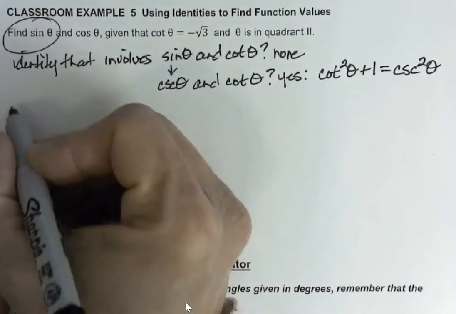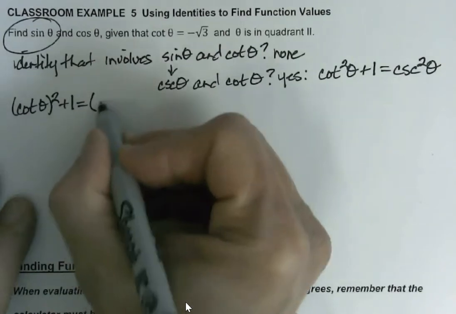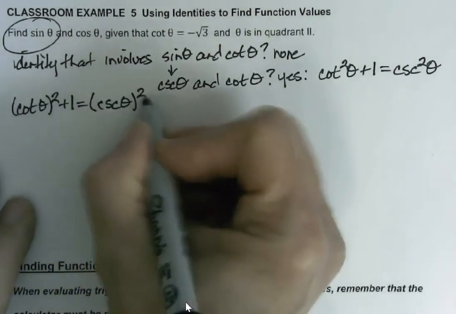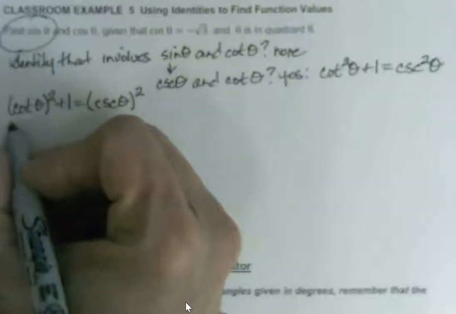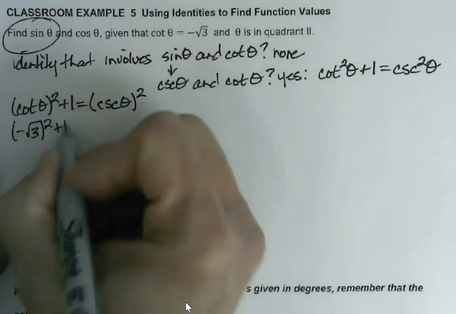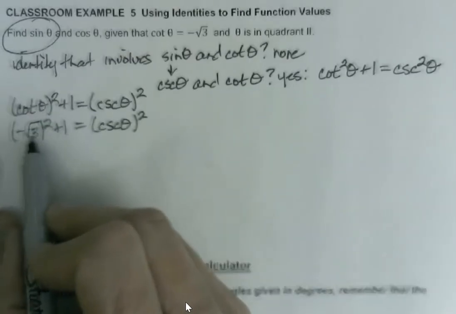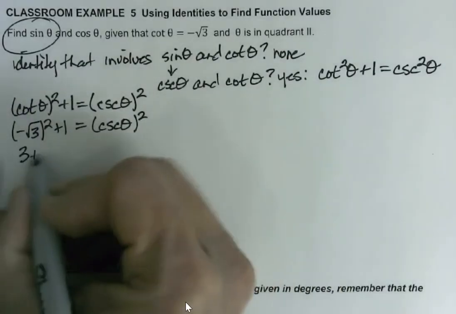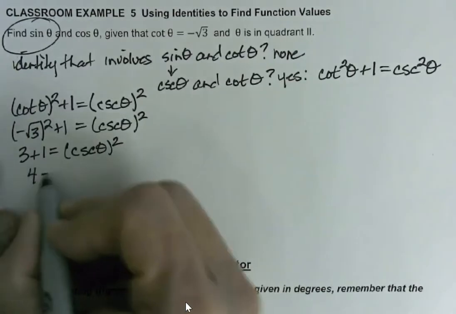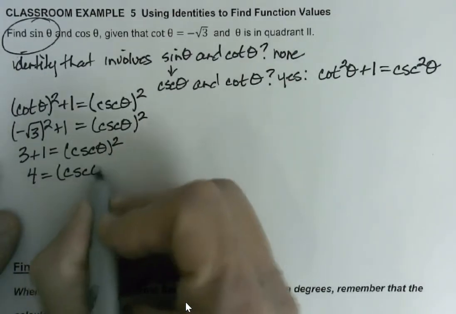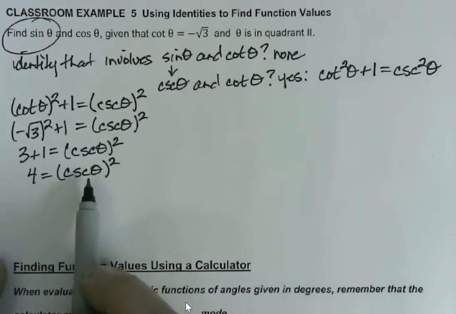Again, we're going to start out by rewriting this so that the exponential form is a little bit more clear. The value that we have is for cotangent of theta, so we're going to substitute that in here. If we square the negative square root of 3, we're going to get 3. So we end up with 4 for the value of cosecant squared theta. Again, we would want to take the square root of both sides to solve this.